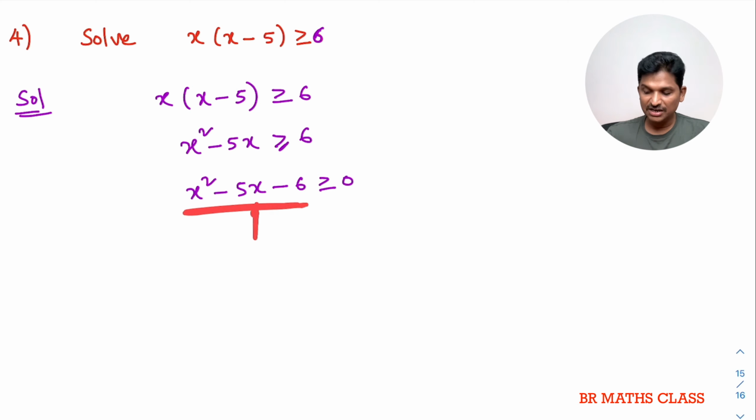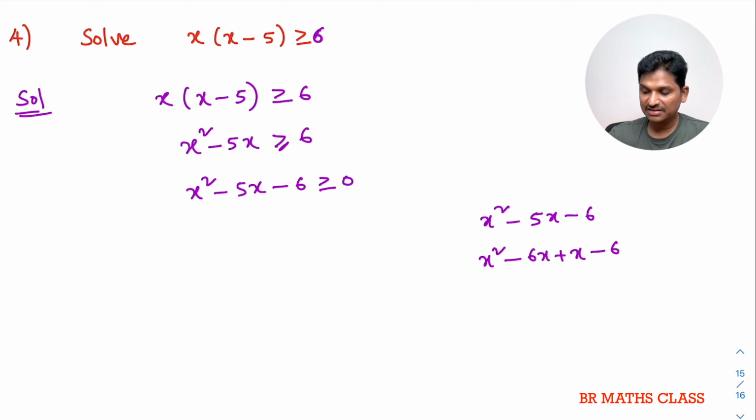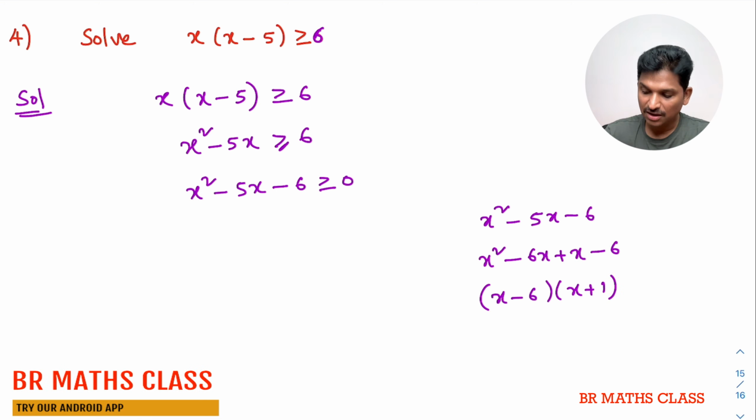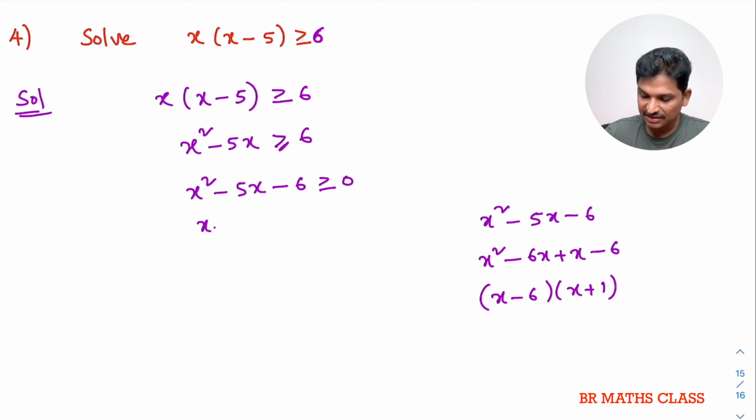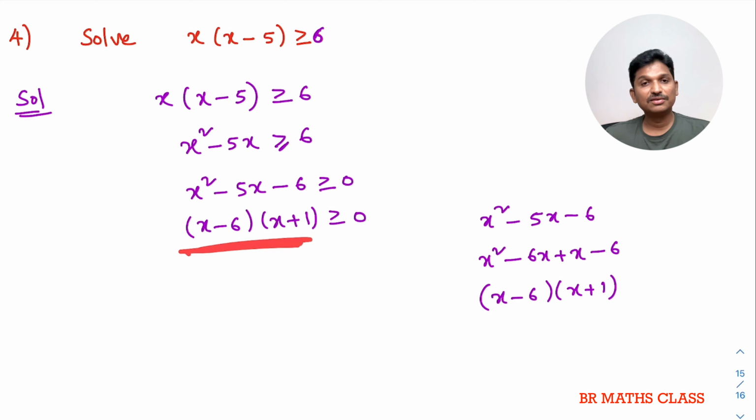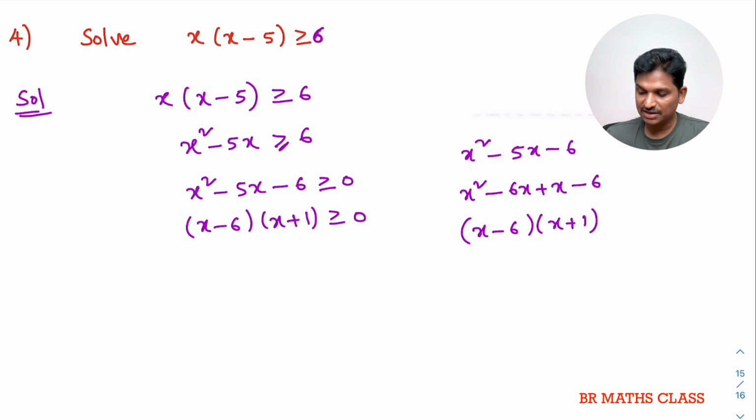Now you see this is a quadratic expression, right? We can split the middle term. See here, x square minus 5x minus 6 is there. You split the middle term. Minus 5x can be written as minus 6x plus x, right? This can be written as x minus 6 into x plus 1. So x square minus 5x minus 6 can be written as x minus 6 into x plus 1 greater than or equal to 0. Now you see we got that general form like x minus a into x minus b. From this you can do this very easily, right? How you will simplify further?